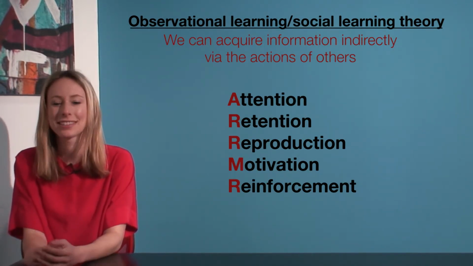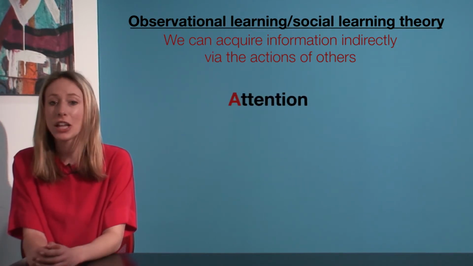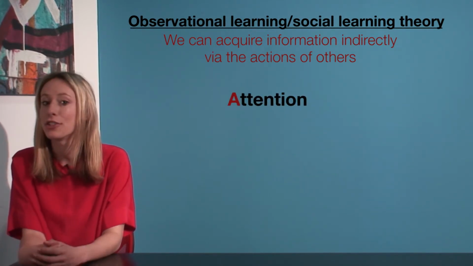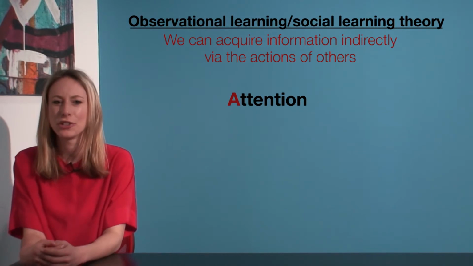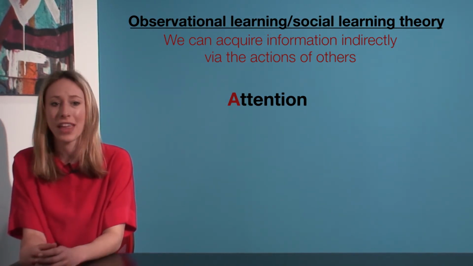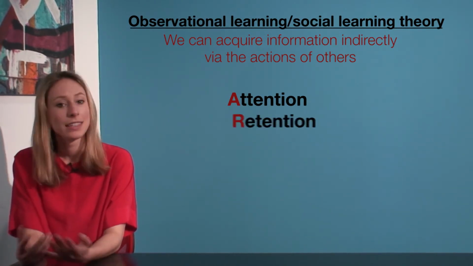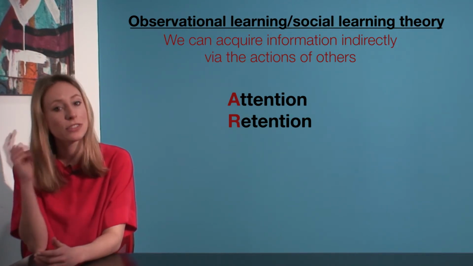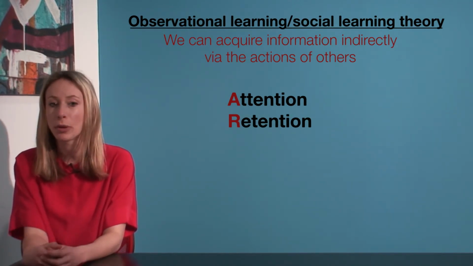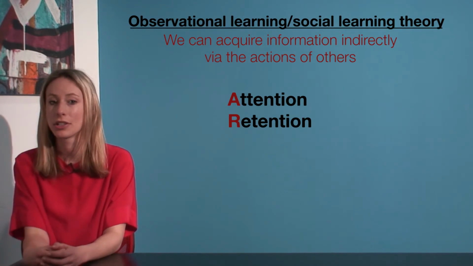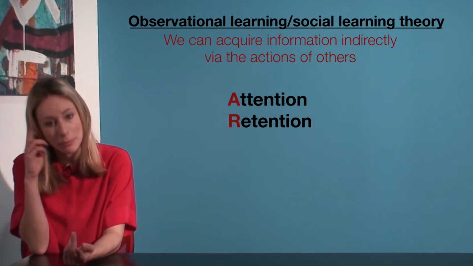Let's go through the stages. Firstly, for learning to occur, one must pay attention to the model. That seems fairly intuitive, because it is hard to learn without paying attention. Secondly, information must be mentally stored in memory, so that it can be called upon later. This is retention, because the information is retained in memory.